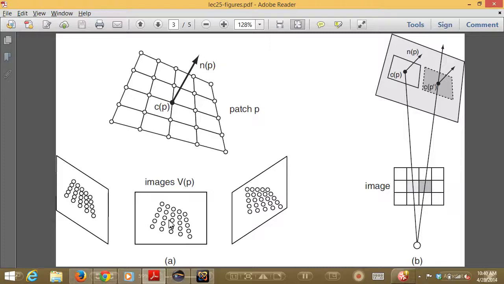So the idea is that once I have the initial set of patches in the world, that's still pretty sparse, right? So now what I want to do is make a dense set of matches. And what I do is I say, okay, let's suppose that this light gray pixel was one from which I had a good match, right?